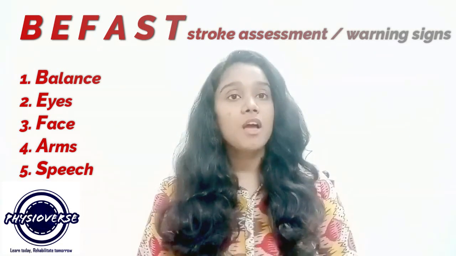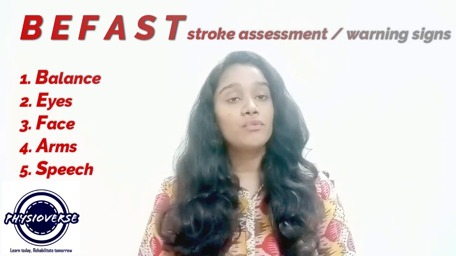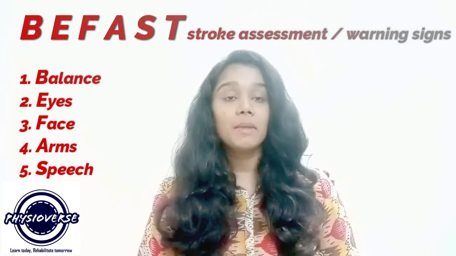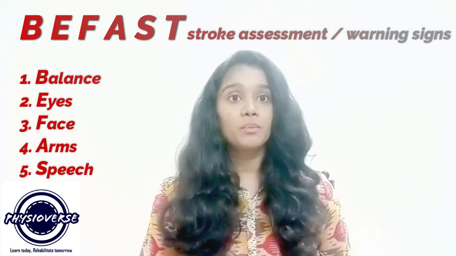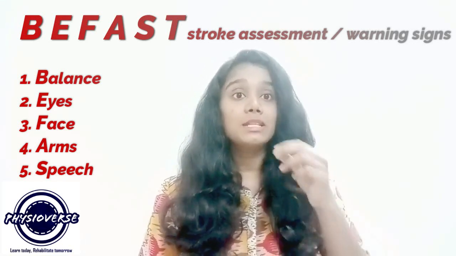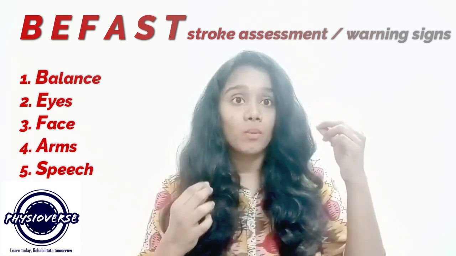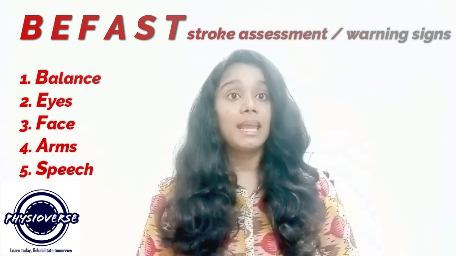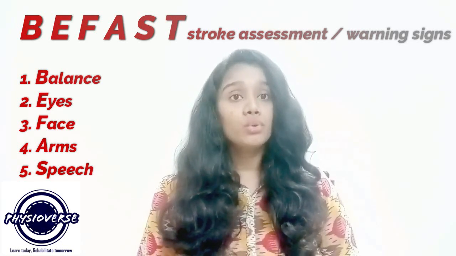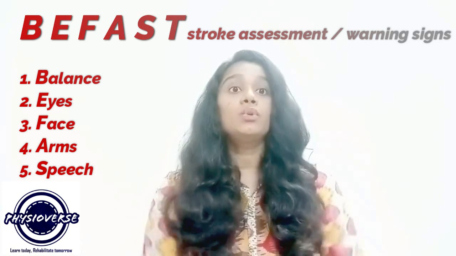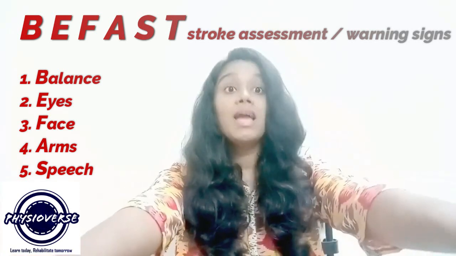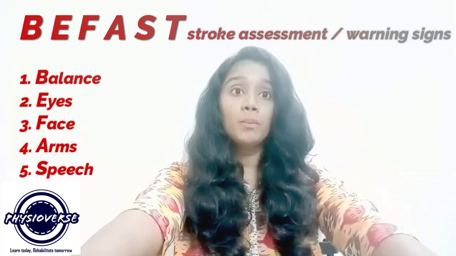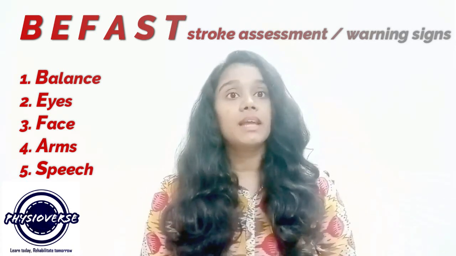The next is FAST, in which F stands for face. So to check this, you have to ask the person to smile. If their smile is not symmetrical or same on both the sides, like if the face is pulling to one side and falling on one side, then it could be a sign of stroke. The next is A, which stands for arms. So to check this, you have to ask the person to lift both their arms in front of you. If they are not able to lift one arm, or if one arm tends to droop or fall down, it could be a sign of stroke.